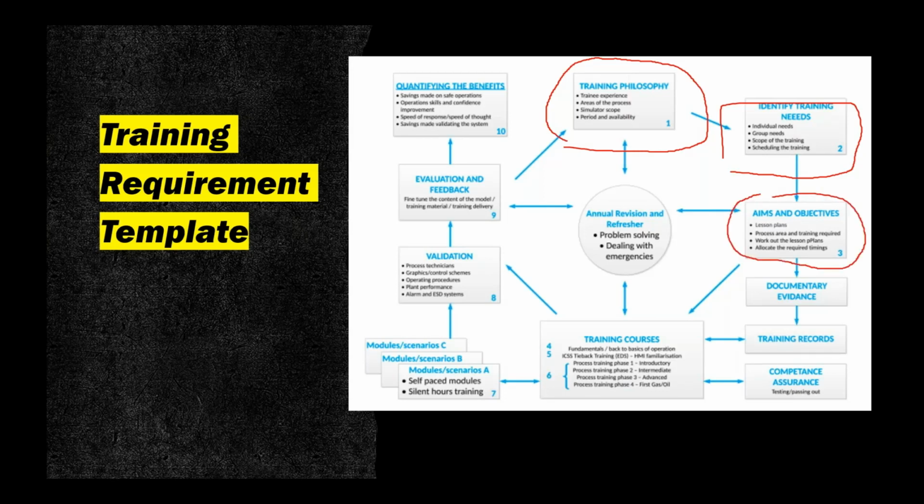And then go to the training course. So fundamentals, it can be introductory, like the case study, introductory, intermediate, advanced, and the first gas or first oil production, and then validation. Based on all those training courses, can we see that all the technicians are very familiar with the control scheme, very familiar with the operating procedure, very familiar with the plant performance? And when the plant trips, alarms go off, are they familiar with what to do afterwards?